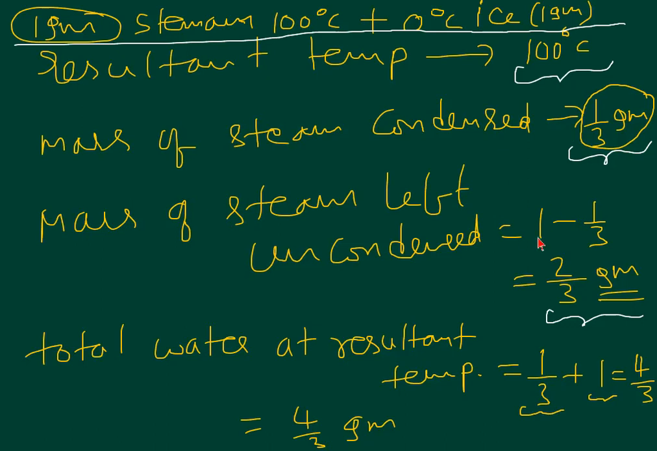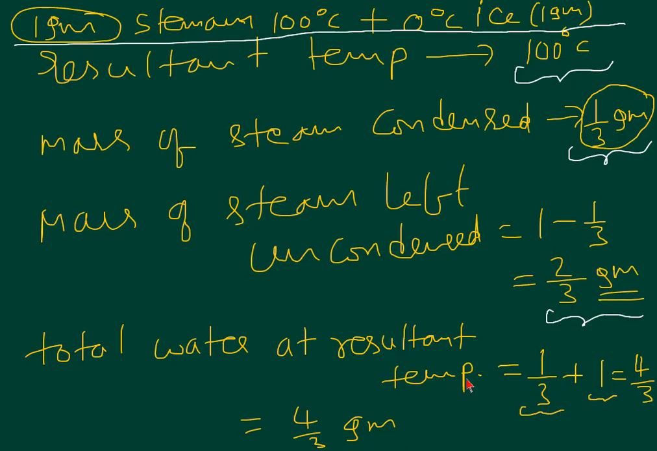Initial mass of steam is how much? 1 gram. Of that 1 gram, 1/3 is condensed. What do we mean by condensed? 1/3 of the steam converted to 1/3 gram of water. So how much mass of steam is left uncondensed? 1 minus 1/3, which is nothing but 2/3 gram.